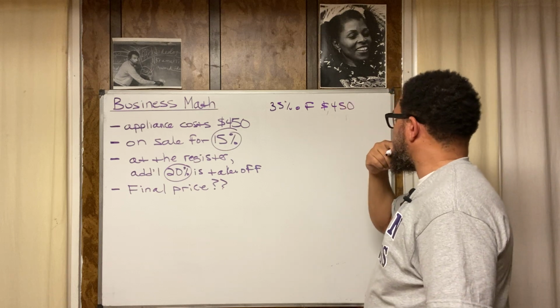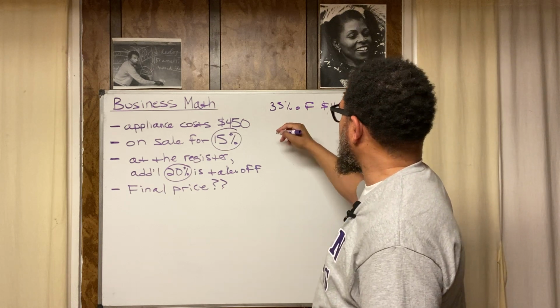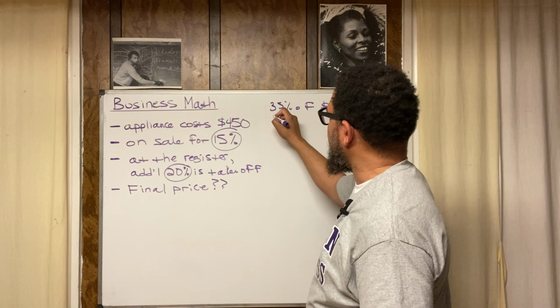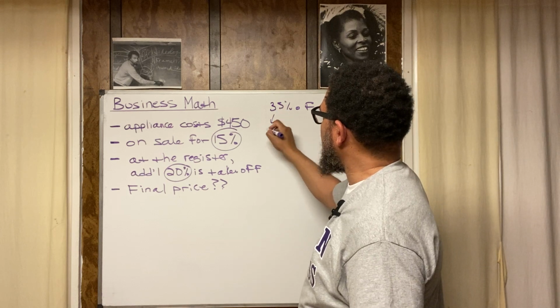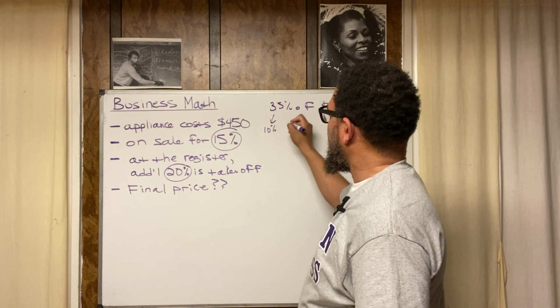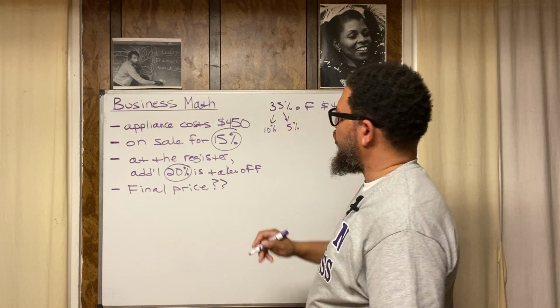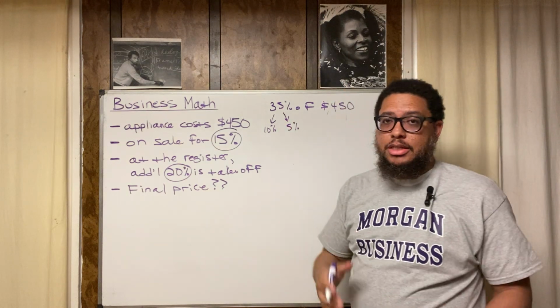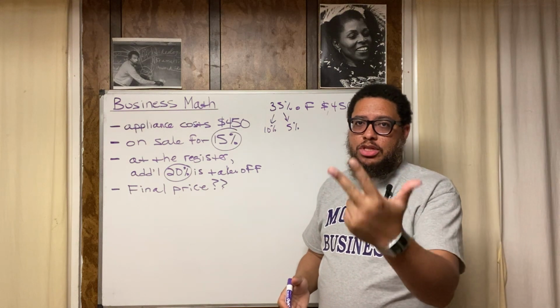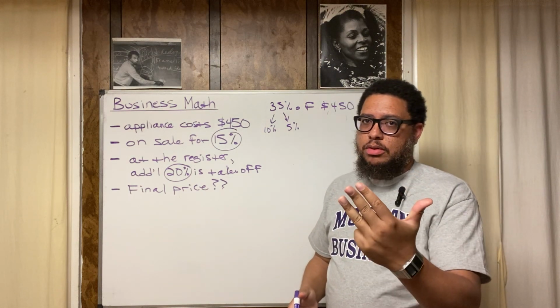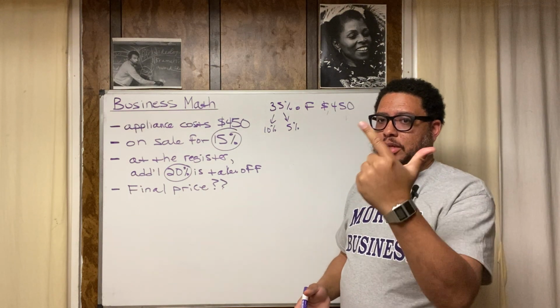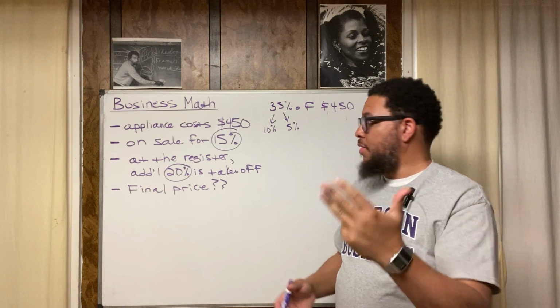All right. Now I'm gonna show you something. What I would do to find 35% of 450 is I would do 10% three times and then 5% once. Because 10 plus 10 plus 10 is 30, plus 5 is 35. Think about what I just did. 10 plus 10 plus 10 is 30, plus 5 is 35.